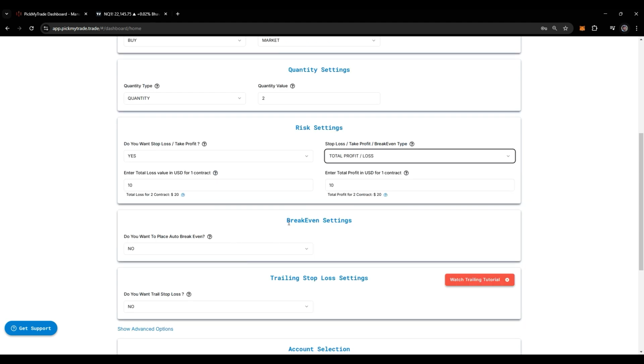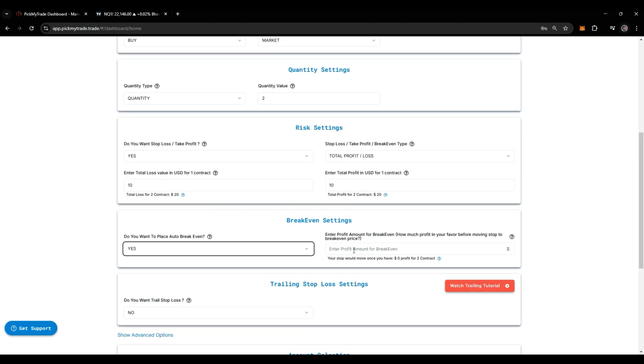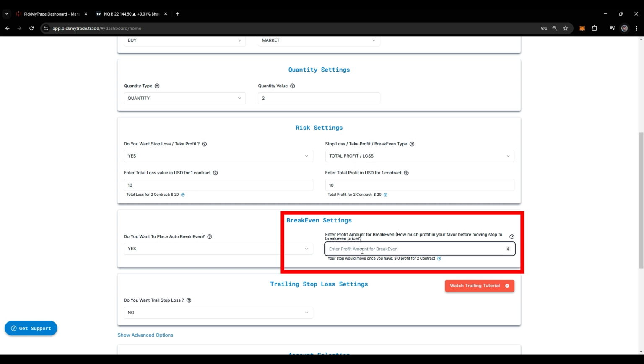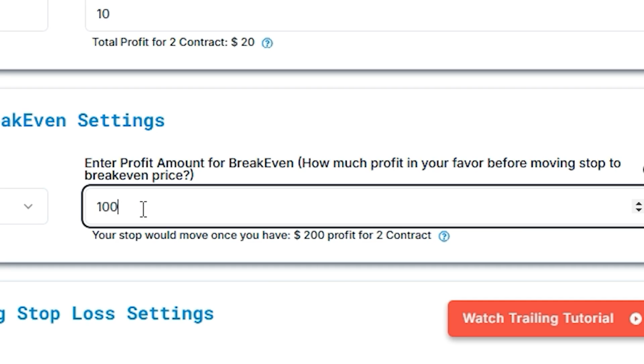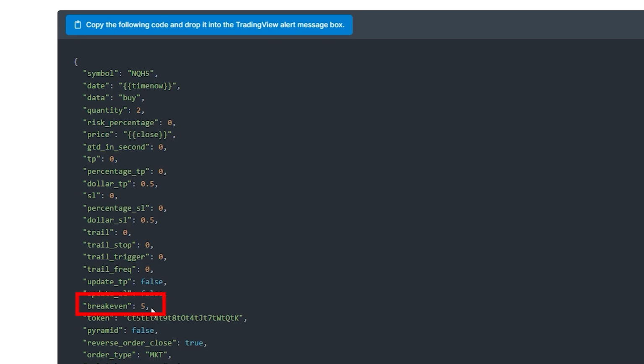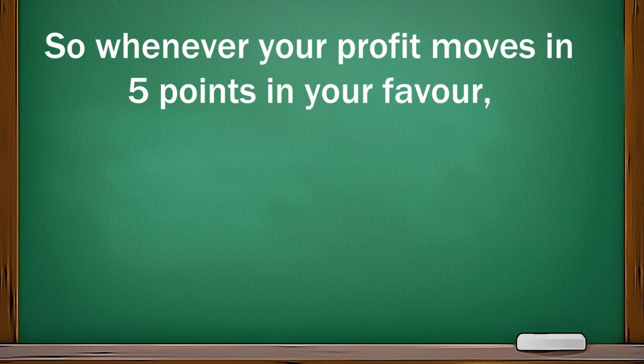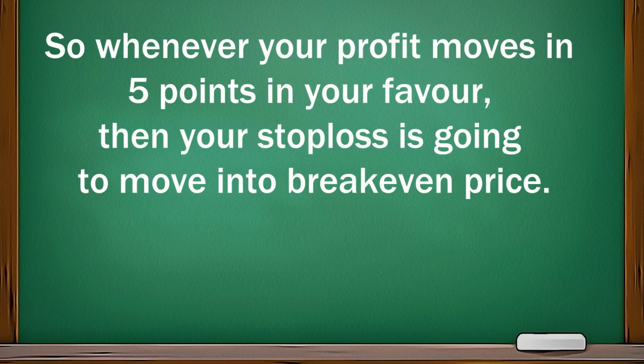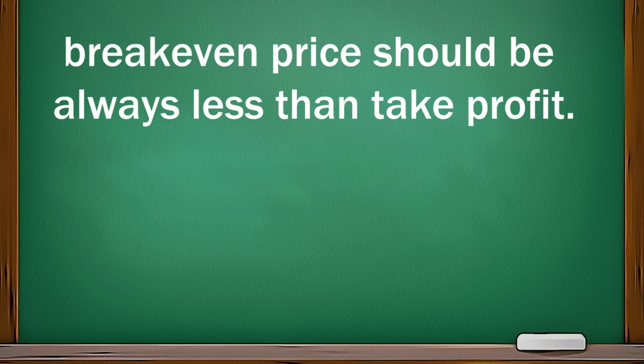Now if you want to place break even, just come to break even settings. The break-even type is also taken from here only. Here you have to enter the profit amount for break-even, how much profit in your favor before moving stop-loss to break-even price. So if we place $100, the point movement is calculated here. If we check it after generating the alert, here you can see break-even is at 5. So whenever your profit moves 5 points in your favor, your stop-loss is going to move to break-even price. The break-even price should always be less than the take profit.